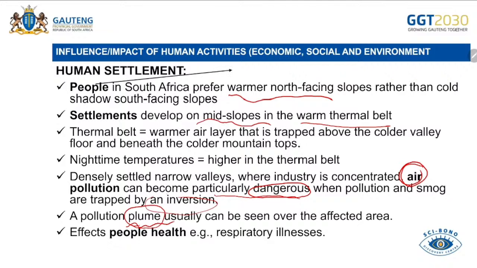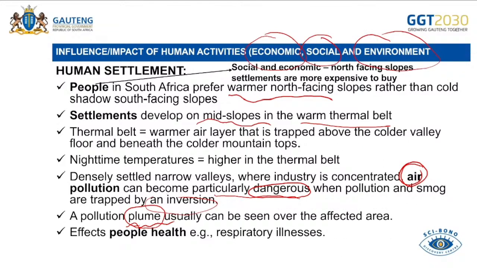Okay, now if I take all the options I gave you, which of them are economic, which are social, and which will be environmental? If I look at the fact that people prefer to stay on the warm north-facing slope, it can be social, but it's also economic. Why? Because it's more expensive to buy a house on a north-facing slope, as it will be more popular to live there. My settlements will be a social factor. It talks about people, it's social. The air pollution that we have there will be an environmental impact. And then people's health will be a social impact.